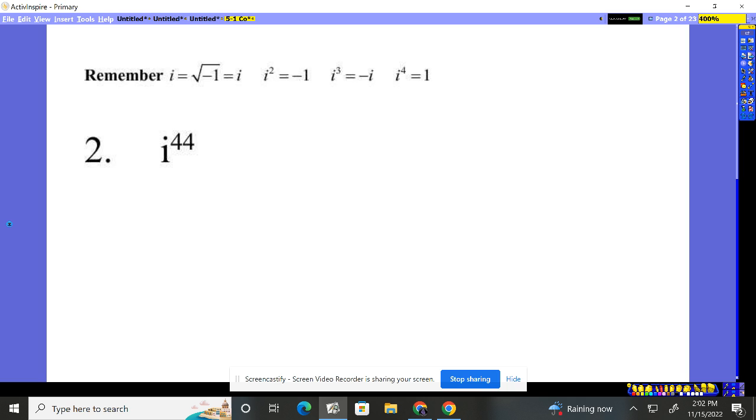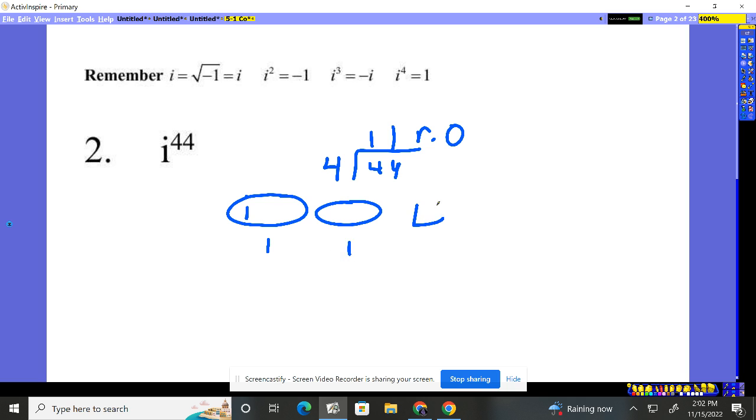So let's look at this. i to the 44th. How many sets of 4 are we going to have in 44? We're going to have a perfect 11 with a remainder of none. So if I did this, that'll be worth 1, those 4, 1, those 4, 1. It's going to be a perfect set. So this answer is just worth 1. i to the 44th is worth 1 because you have 11 perfect sets, and every one of those sets is worth 1. So it's 1 times 1 times 1 times 1.